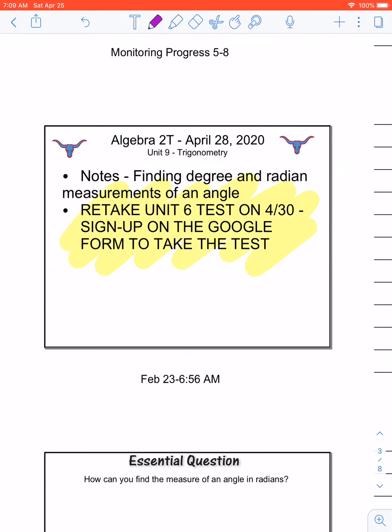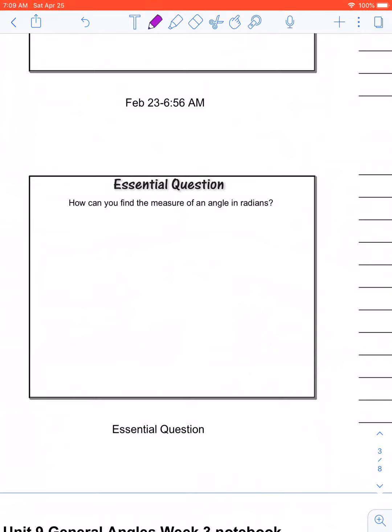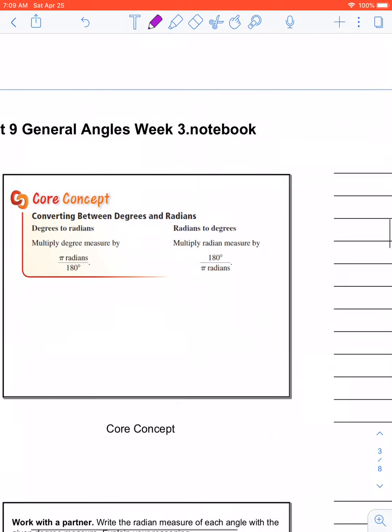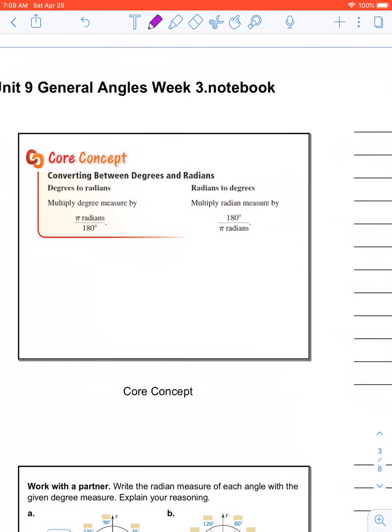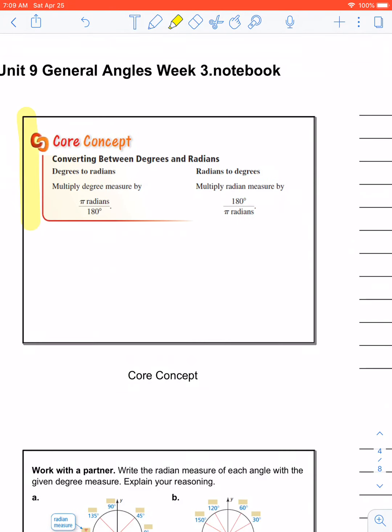Let's get started with today's lesson. So how can you find the measurement of an angle in radians? Again, just like meters and feet, it's just a different unit of measurement, and we'll be getting our calculators in both, and we'll learn how to do that as well. So, very straightforward lesson today. Here is how you convert from radians to degrees and degrees to radians.